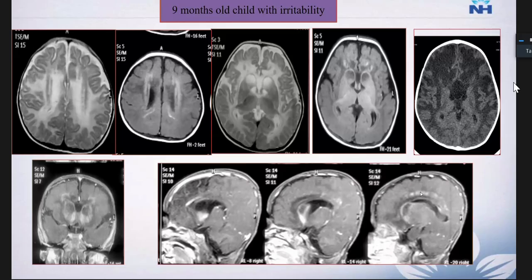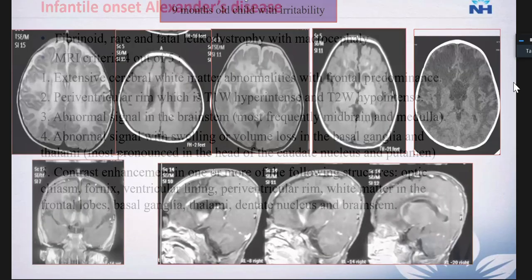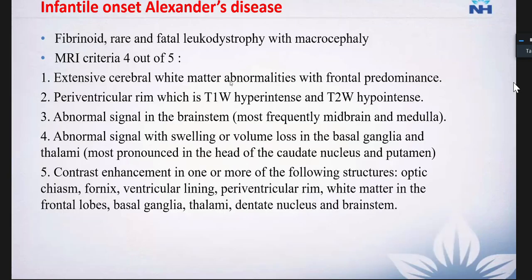And when you see this frontal predominance of hyperintensity, these basal ganglia cystic looking lesions, and this T2 hypointense periventricular rim of enhancement at this early age of presentation, then this is a case of Alexander disease. So this is infantile onset Alexander disease. It's a rare fatal leukodystrophy which presents with macrocephaly.